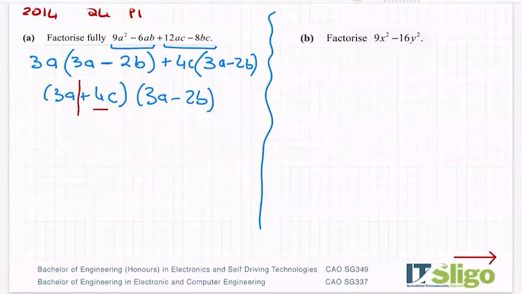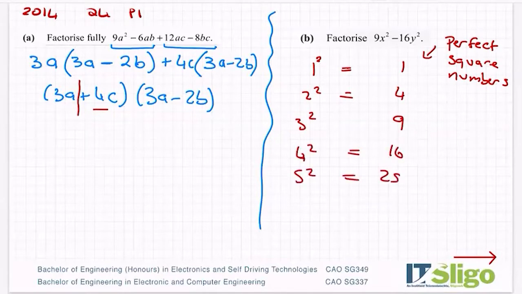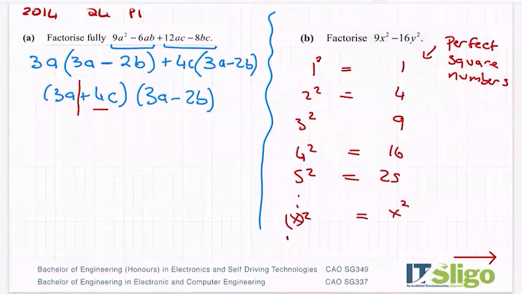Okay, this one I know as the difference of two squares. Okay, now a perfect square number is one that can be square rooted. So 1 squared is 1. These are my perfect square numbers. 2 squared is 4, 3 squared is 9, 4 squared is 16, 5 squared is 25, and so on. I can always go x squared is a perfect square number, y to be squared. These are all perfect square numbers.